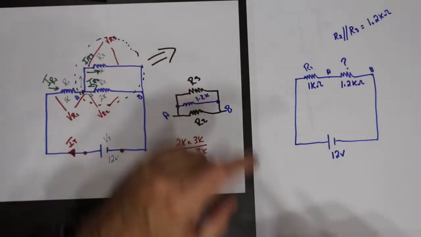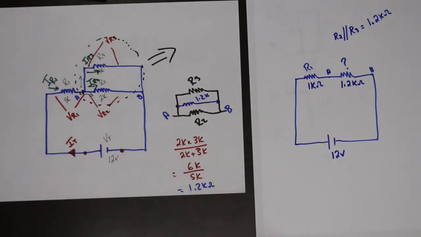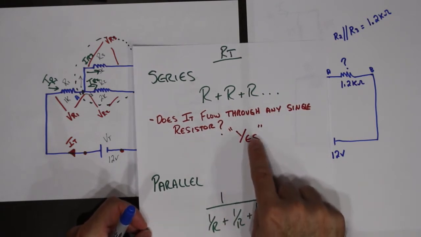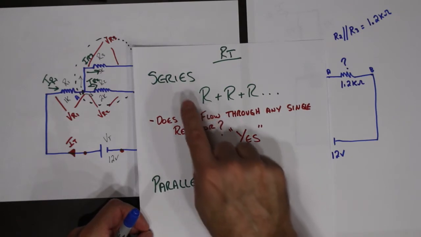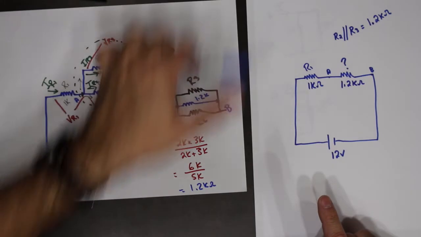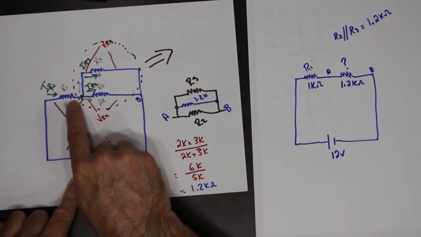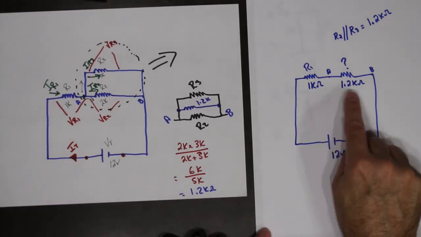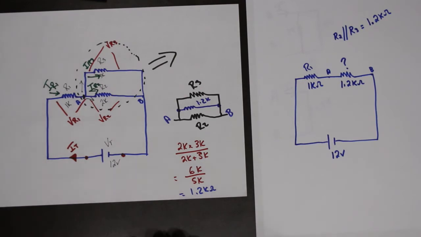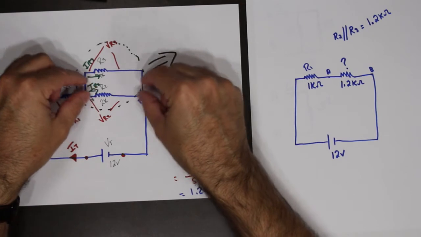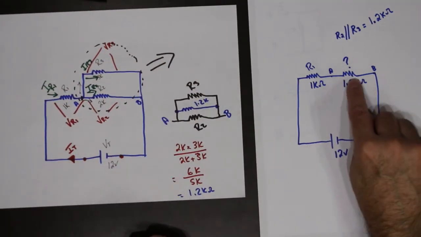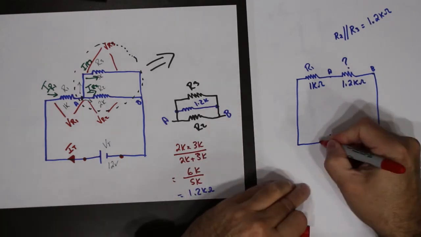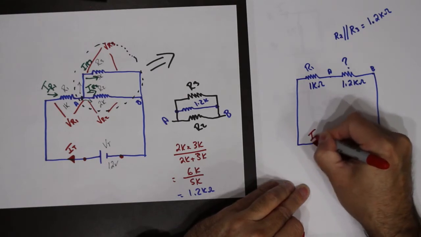So again, what I'm doing is I am simplifying the circuit. When we asked ourselves these questions, does IT flow through any single resistor? The answer was yes. So that means that this circuit simplifies down to series. I total flows through this resistor before it splits. So therefore, this circuit must simplify down to series. So now what I need to do is replace this parallel with an equivalent resistor so that this circuit translates into a series circuit.